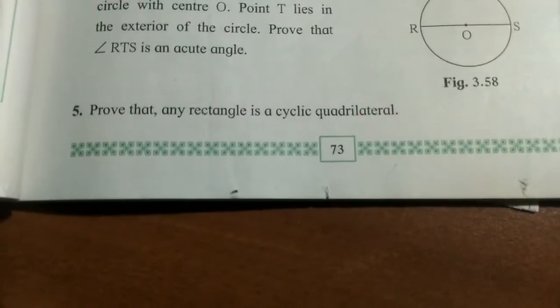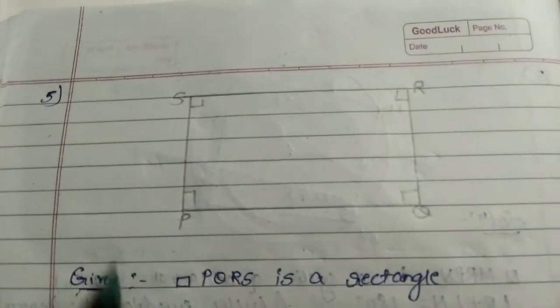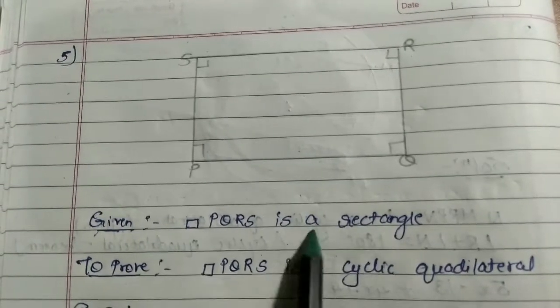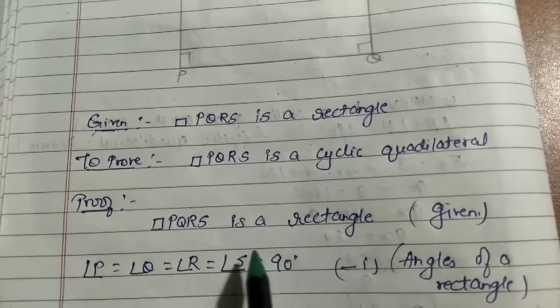Sum number 5, prove that any rectangle is a cyclic quadrilateral. So I have drawn a rectangle over here. Rectangle PQRS, quadrilateral PQRS is a rectangle. We have to prove that it is a cyclic quadrilateral.